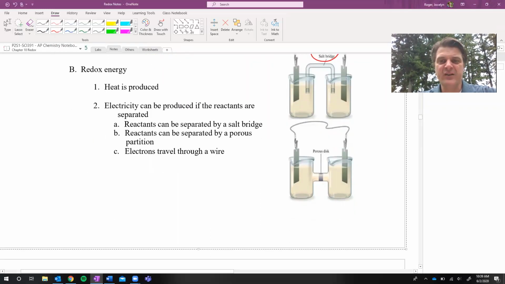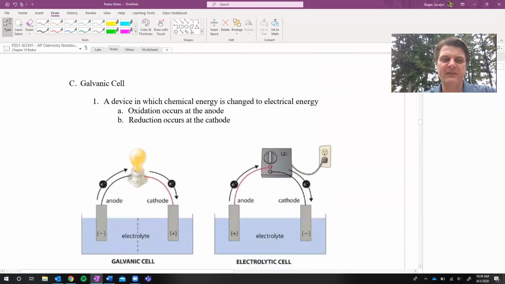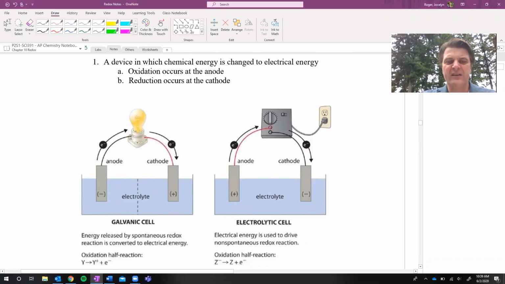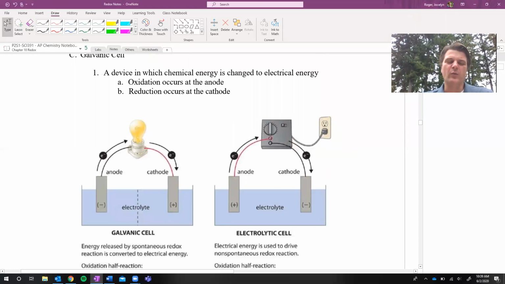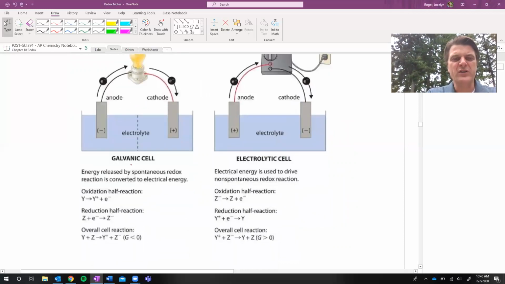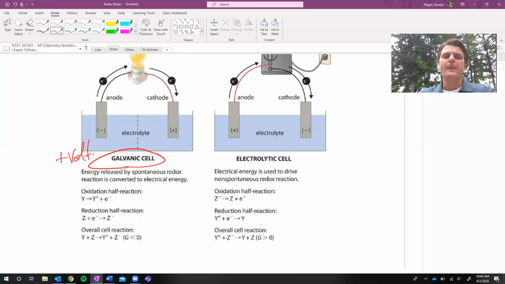Our job today is to calculate the voltage of such a cell. A galvanic cell, as opposed to an electrolytic cell, we're going to come back to that topic a little bit later, but the galvanic cell is spontaneous. And what that means for us in redox is that the voltage will be positive. So a galvanic cell, right, we're always looking for a positive voltage. In other words, this cell happens by itself. It's spontaneous, right?